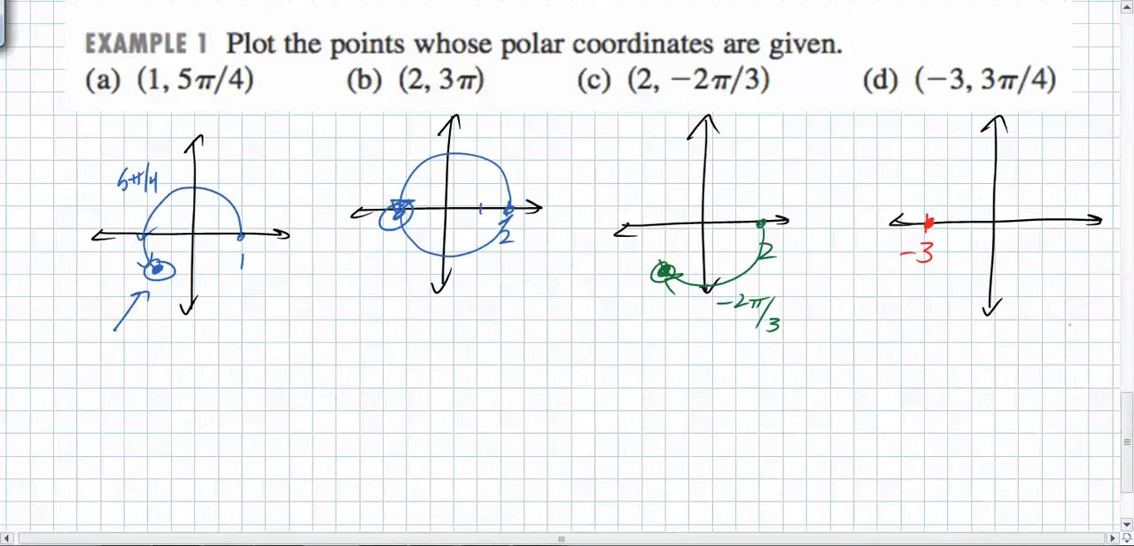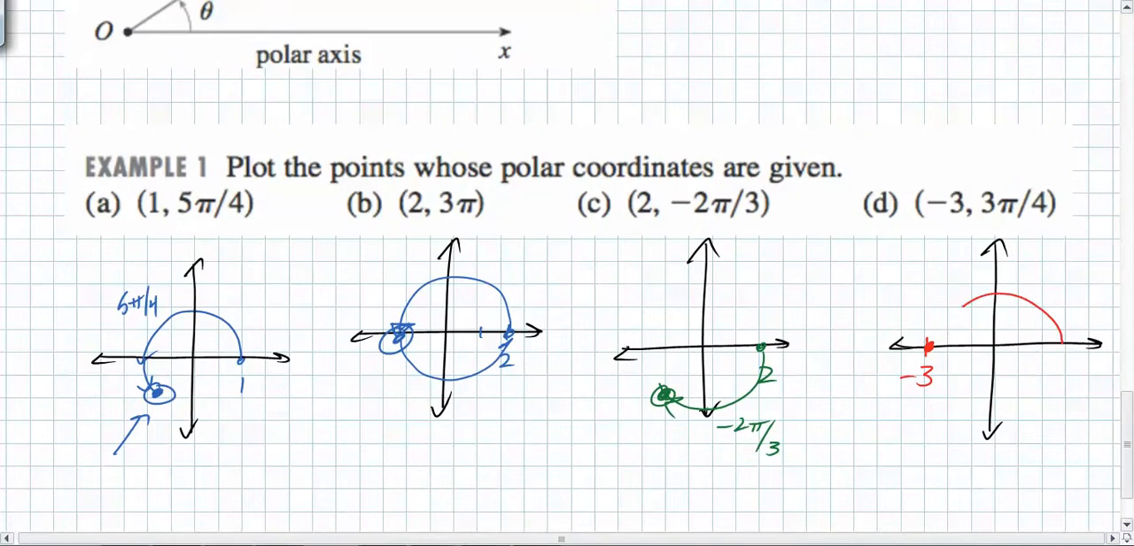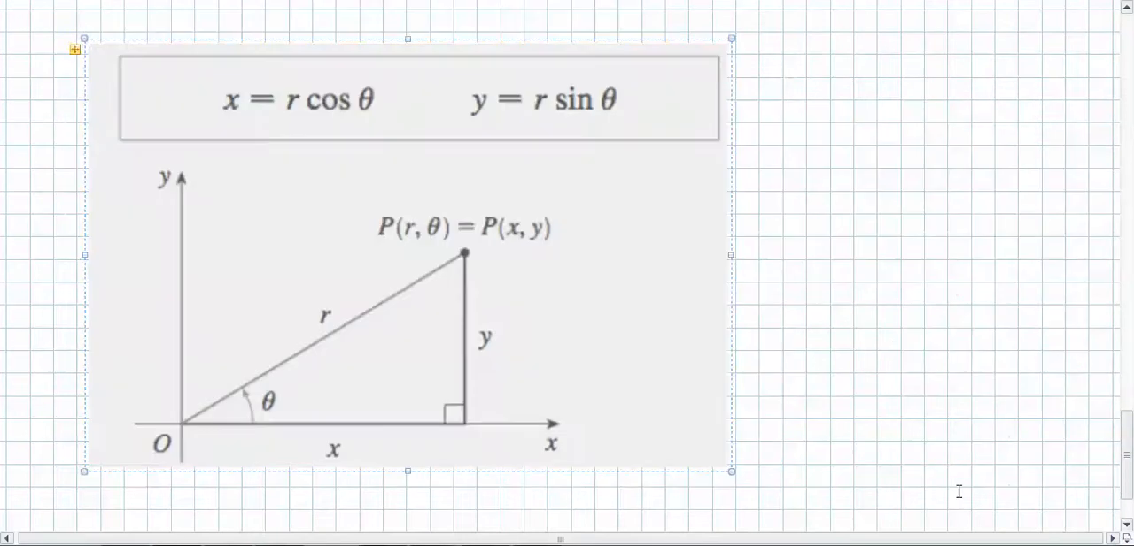Now the question here is that we have to decide. We're starting there. Do we go 3 pi over 4 from here, or do we go 3 pi over 4 from the positive x-axis? Which way do you think it is? You're going to start at 3. You're going to go 3 pi over 4 to here. And then you're going to march it down right here. That's where you're going to go. All that negative 3 does is reverse the, you can think of it as a vector, and it's just flipping it over. That's it.